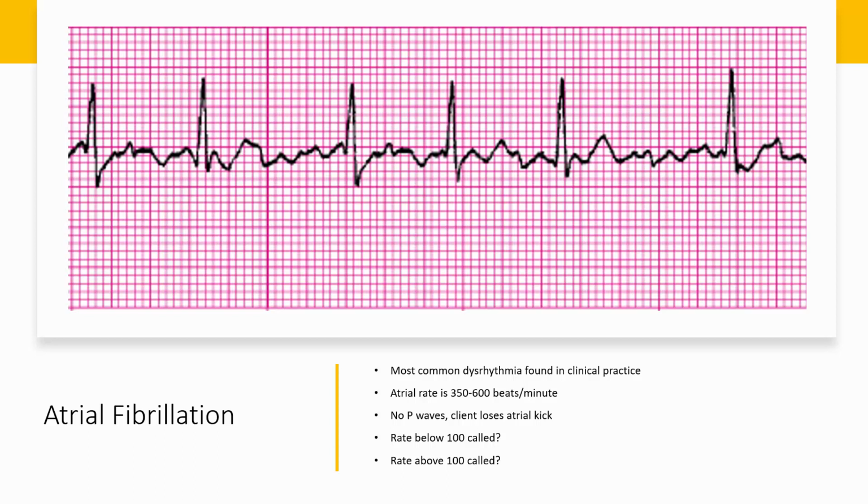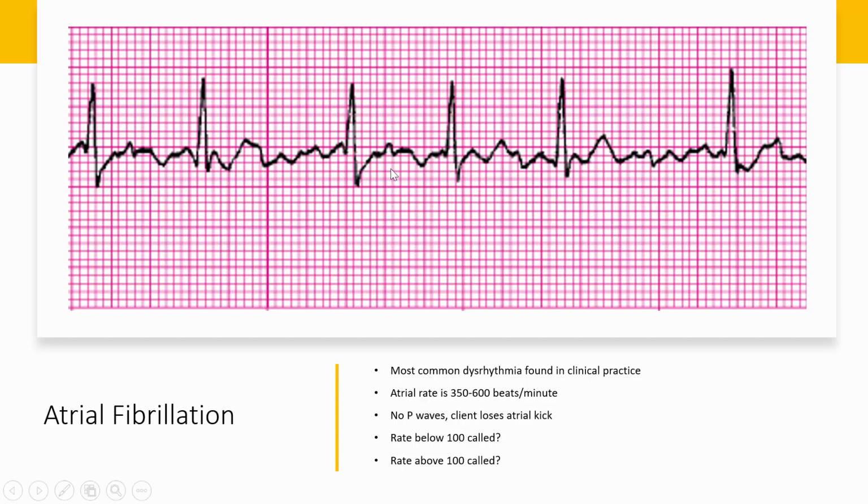Then the second thing you look at is whether it is regular or irregular. It's not really hard to look at this strip and tell that it's irregular, but remember, you're looking at these R's to R's to see if they're the same, and you can clearly tell that they're not. So this is irregular.